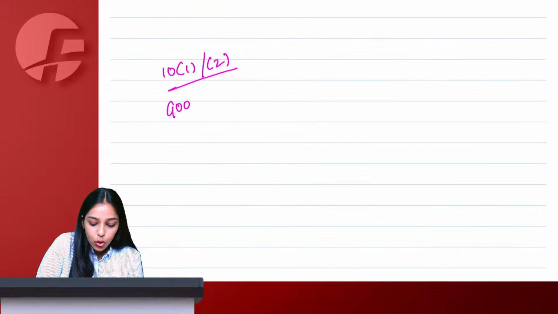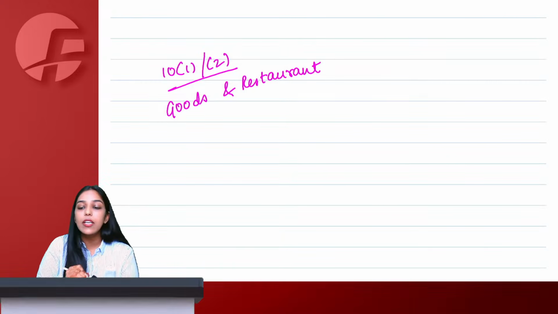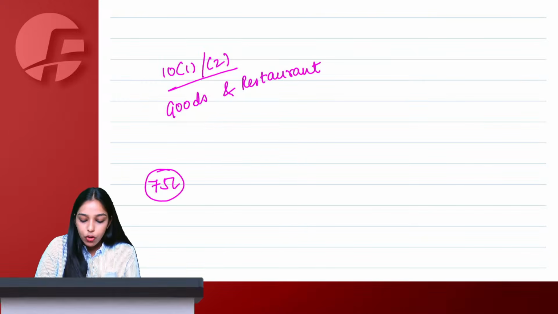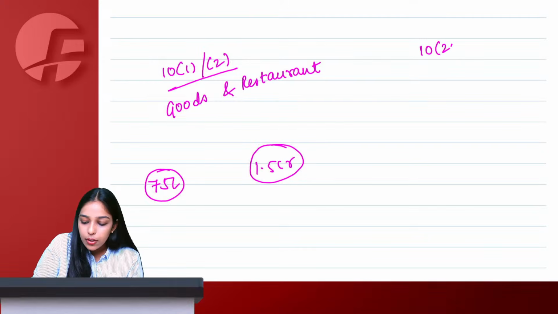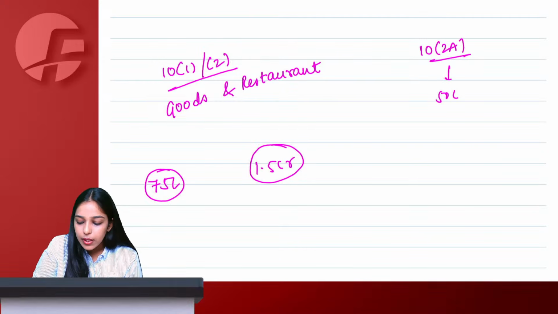Looking at the turnover limit, if I want to opt for composition under 10.1, 10.2, which is only for goods and restaurant, no other service, only and only for goods and restaurant, then in that case, if I am from a special category state, the turnover limit is 75 lakh. From all other states, it is 1.5 CR, and if it is 10.2A, then the turnover limit is 50 lakh.